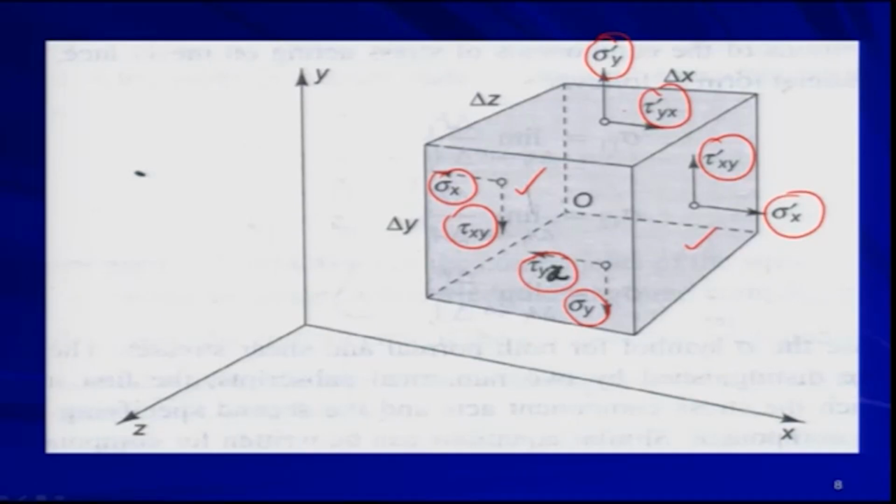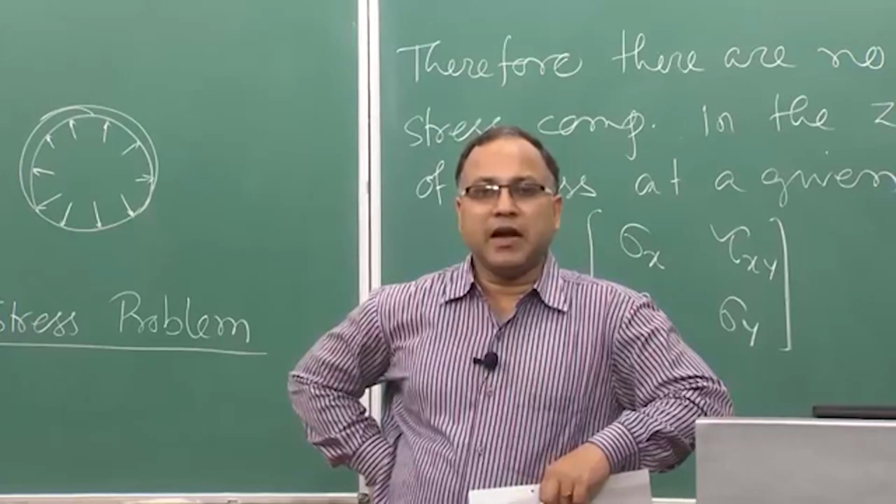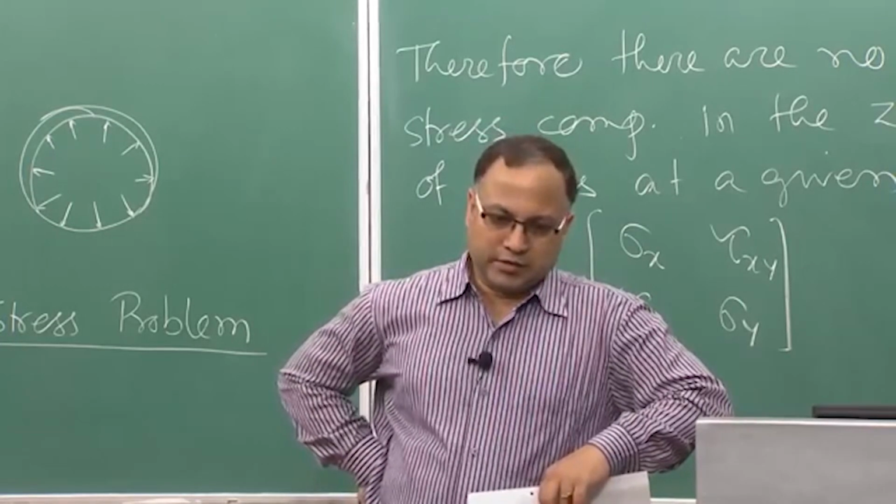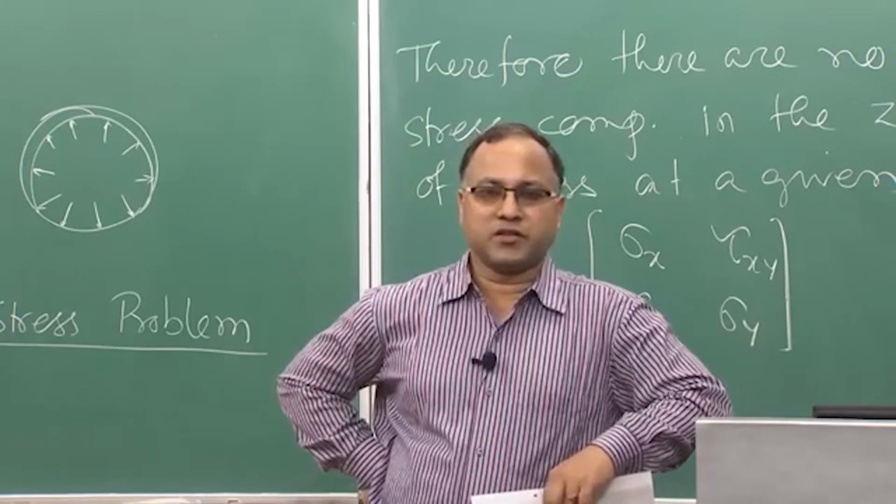Here we have considered one parallelepiped around the point O, as we did in the last lecture. So you have 2 x faces and 2 y faces. Now, at this stage we are supposed to define the direction or the sign convention for the stresses.